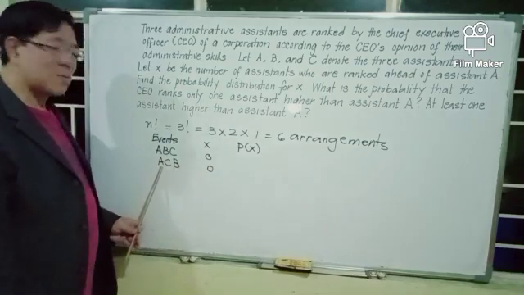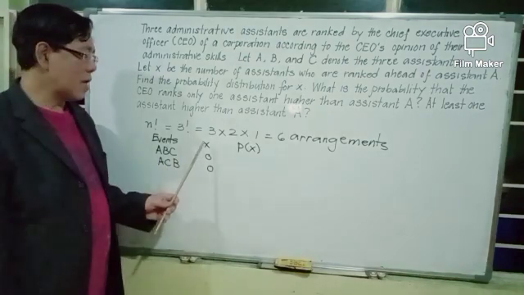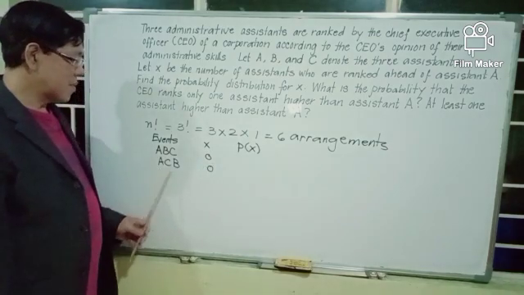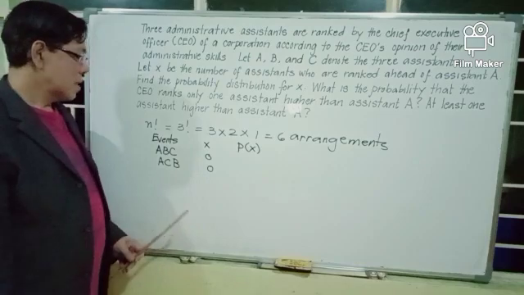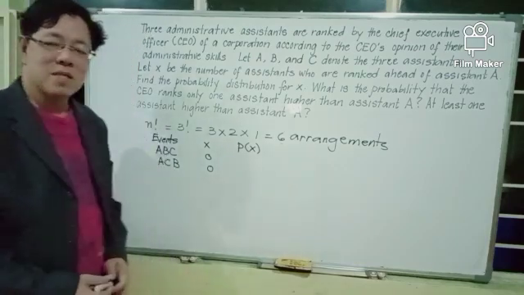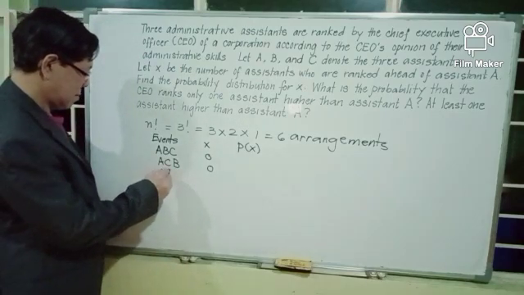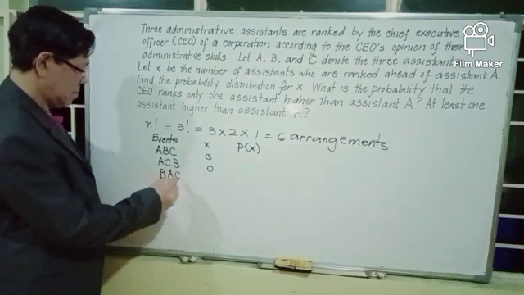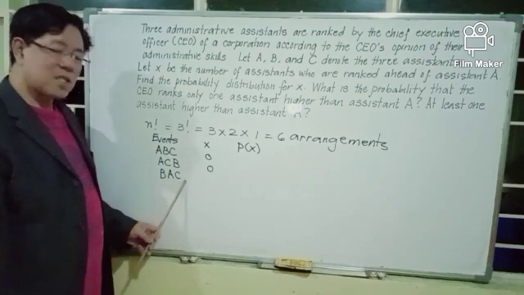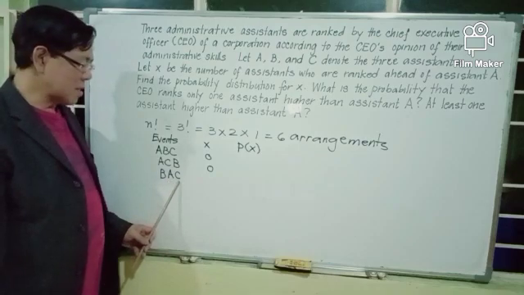Because A is ranked ahead of the other 2 assistants, and x is the number of assistants who are ranked ahead of A, therefore x is 0. Another arrangement of the 6 possible arrangements is given by BAC. In this arrangement, B is ranked ahead of A, and A is ranked ahead of C.